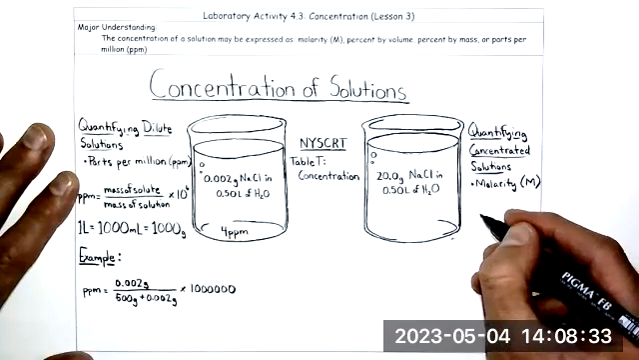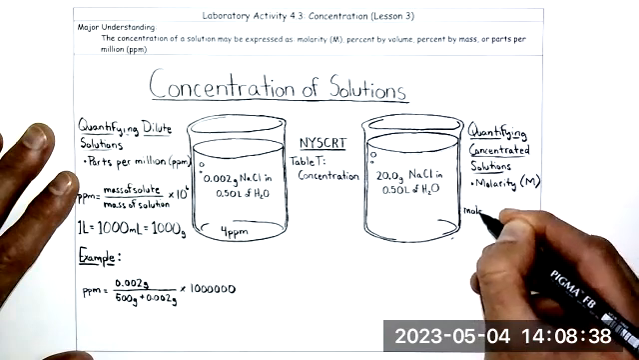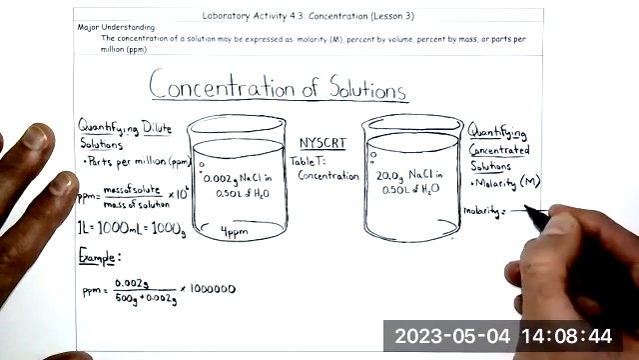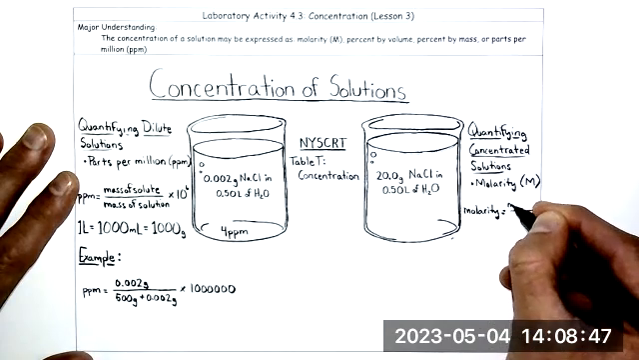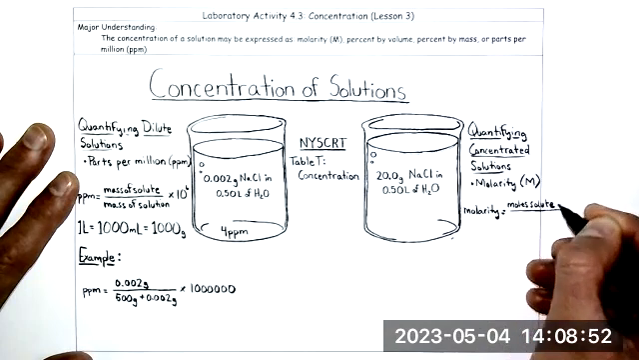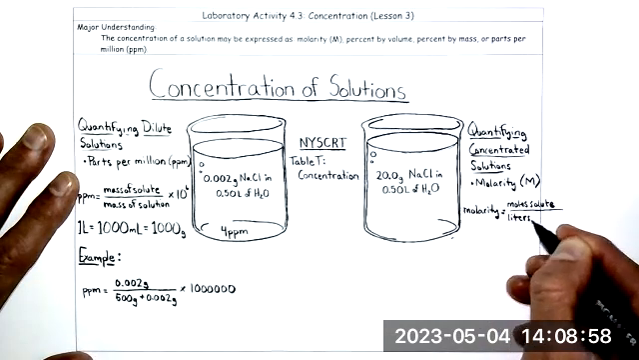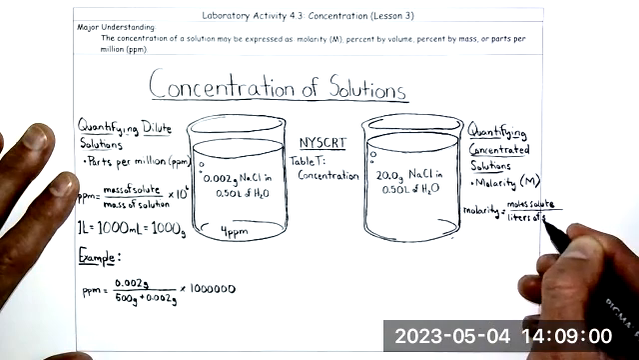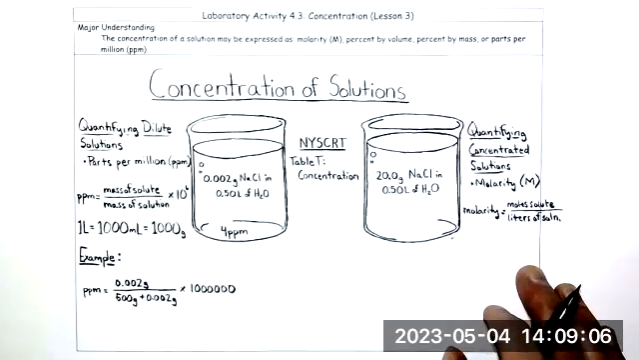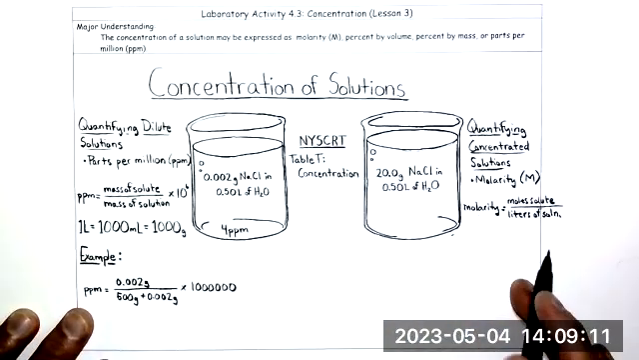The equation for molarity is molarity equals moles of solute over liters of solution. I'm going to abbreviate solution because I'm running out of space here. Again, this equation is on our New York State chemistry reference table.